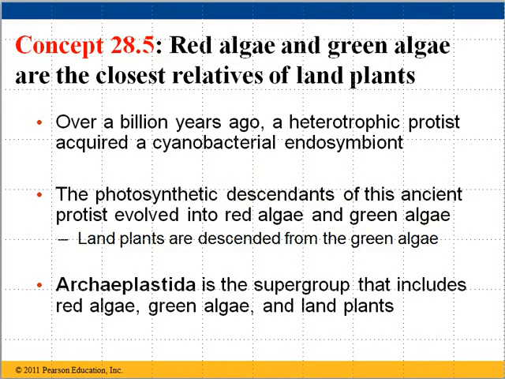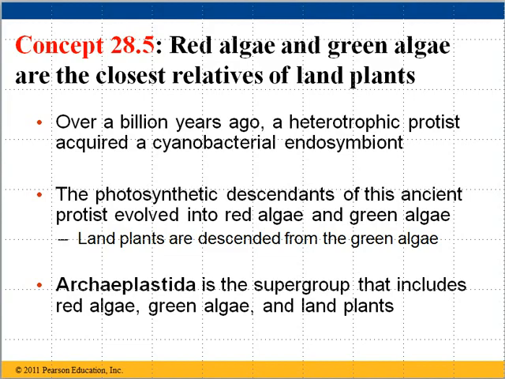So here we are at the fourth of our supergroups, the fourth supergroup off of the domain Eukarya. Finally, we're to a supergroup that contains something more than just protists. We're talking about the supergroup Archaeoplastida. This supergroup includes red algae and green algae, which are types of protists, but it also includes the land plants that we're more familiar with.